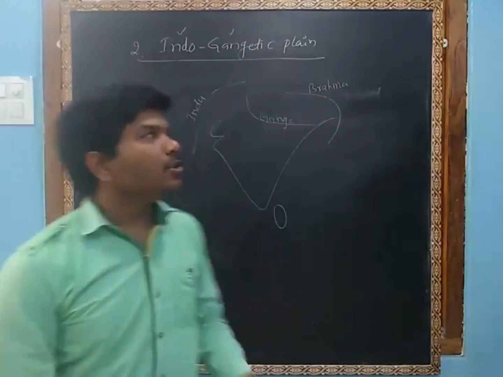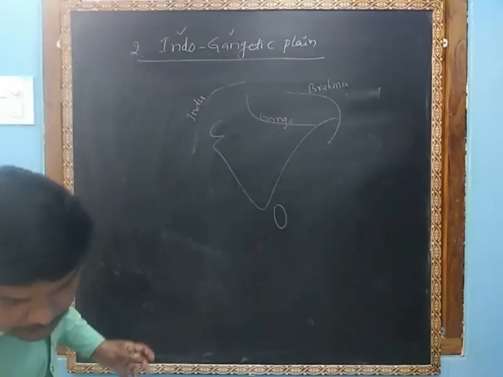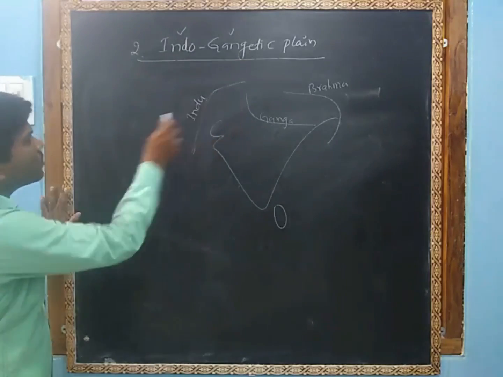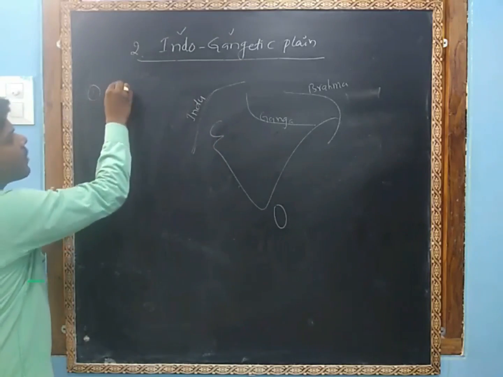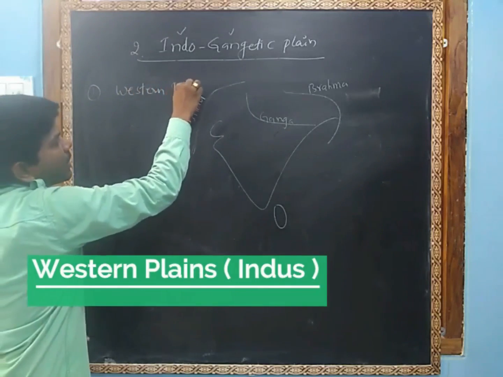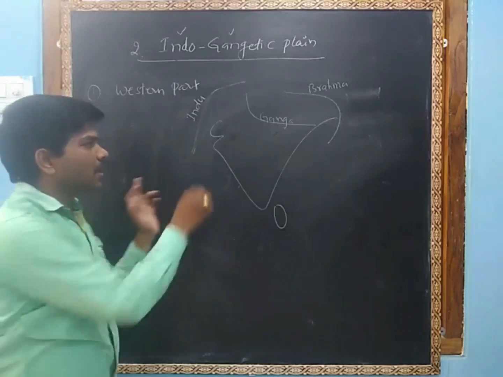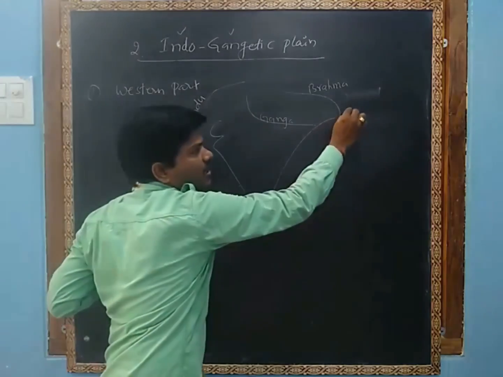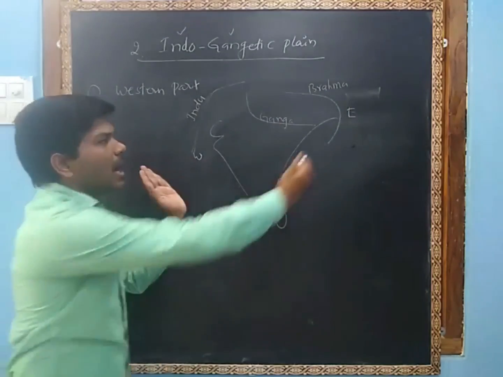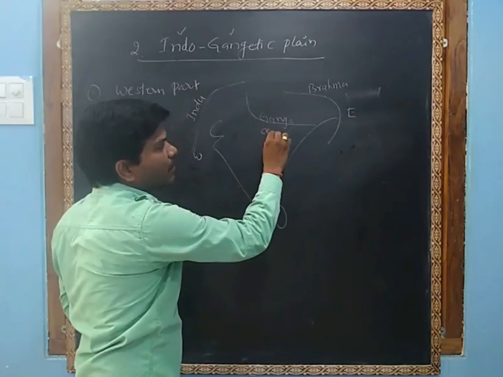Let us see, the Indo-Gangetic plain can be divided into three parts. The first one is the western part. So this is west and this is east. This is the western part, this is the eastern part, and between these two, this is the central part.